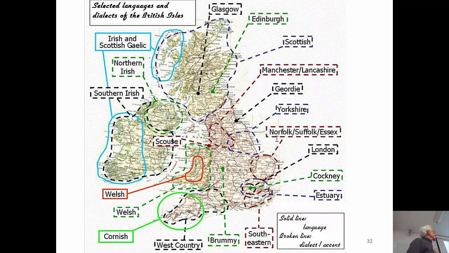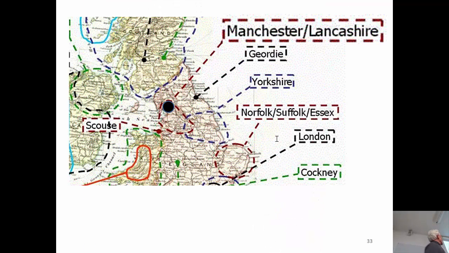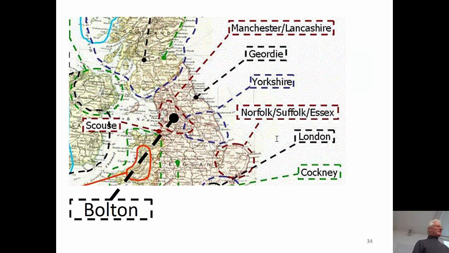So this is the English language. Leaving aside Gaelic, which is up in the upper left, the rest of it is all English, including Manchester, which is where I come from. I'm sorry about that. But then there's even Bolton. So if you listen very carefully, you will hear Bolton coming out of my mouth. So clearly there are no sharp boundaries here. There is some boundary between Bolton and Manchester, dialect-wise, but there are no sharp boundaries because people move around, even in the north.